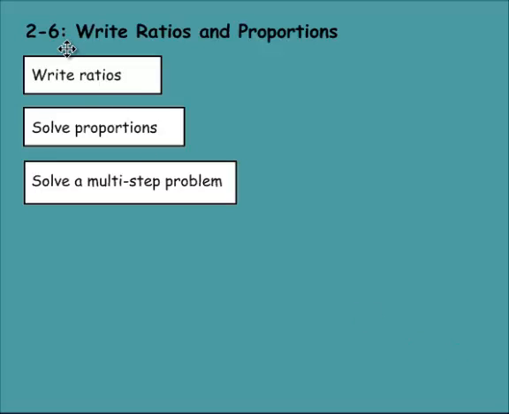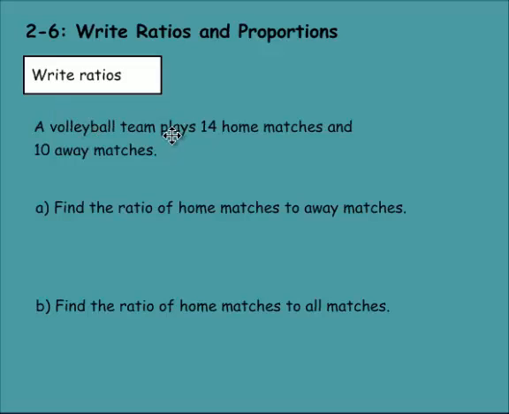We're on lesson 6, which has ratios and proportions. So we're going to do that and then solve proportions and then solve a multi-step problem as well. So a volleyball team plays 14 home matches and then 10 away matches.